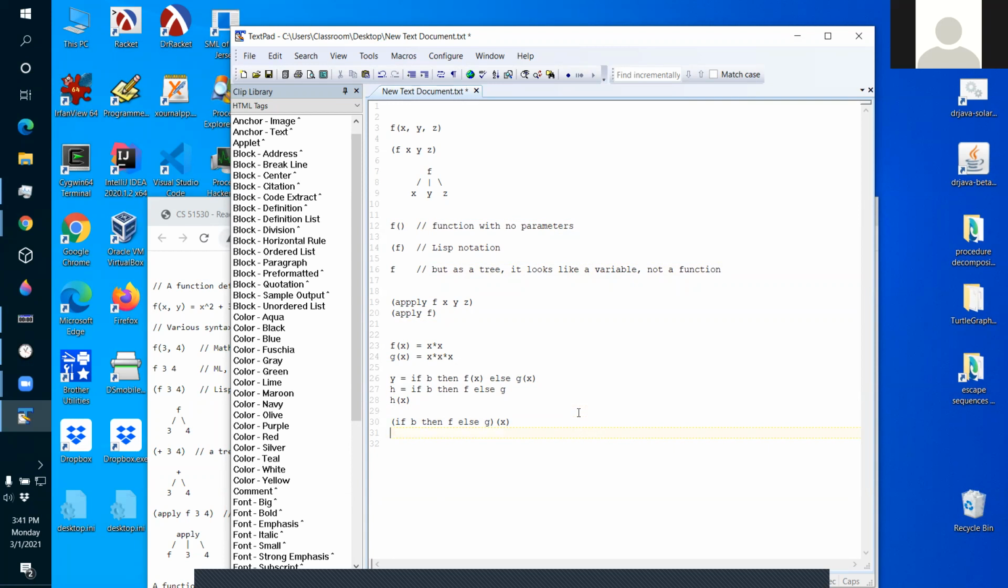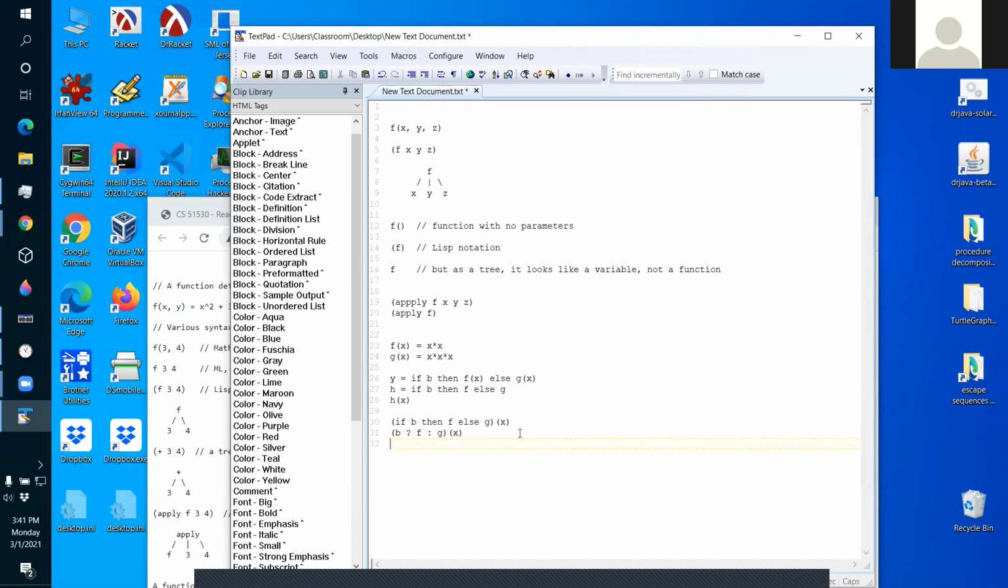Okay? And you can actually even do this in C using function pointers. You can write this in C as something like B question mark F or G, where those are function pointers, X. Okay. Yeah, it'll work. If you've got F and G defined as function pointers, you can write a Boolean to choose either that function pointer or that function pointer and call that function on that function pointer.